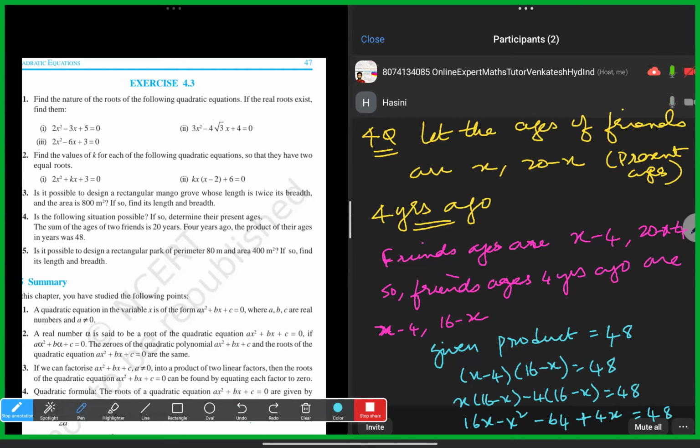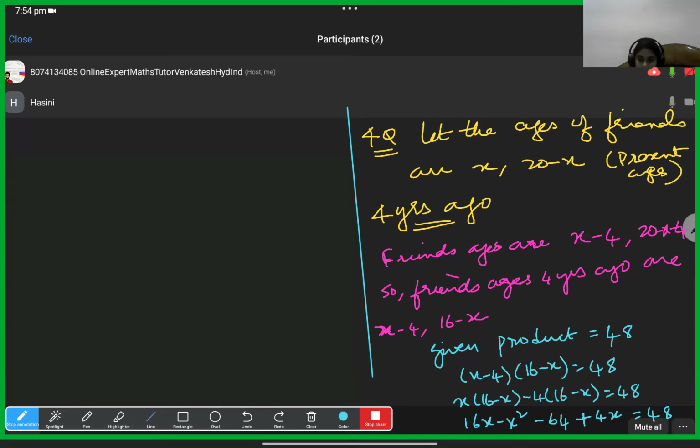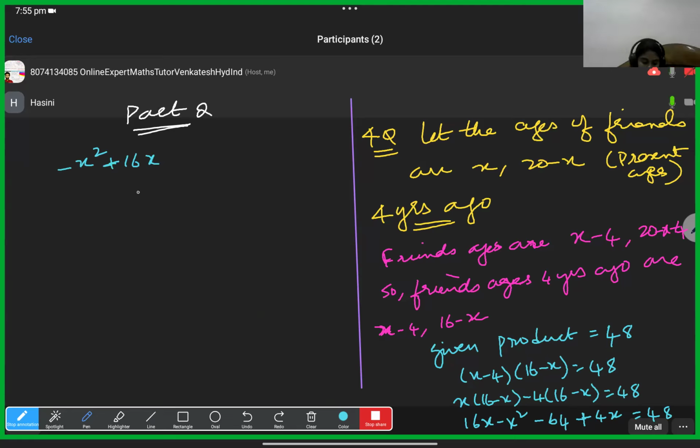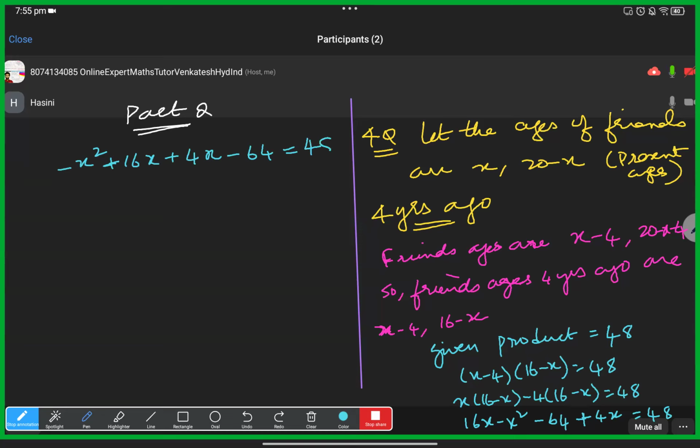Now we will combine like terms, Hasmi: minus x square plus 16x plus 4x minus 64 is equal to 48. We arrange the given question in ax square plus bx plus c form. 16x has no sign, which means it is plus. Any doubt, Hasmi? No doubt, sir.